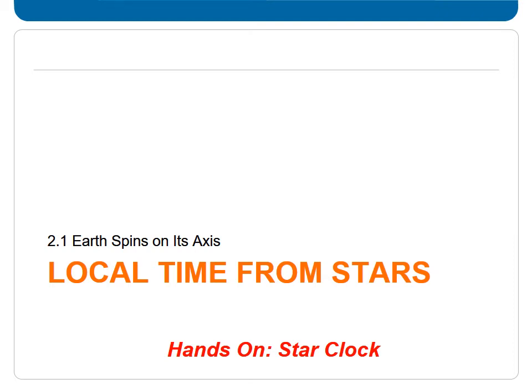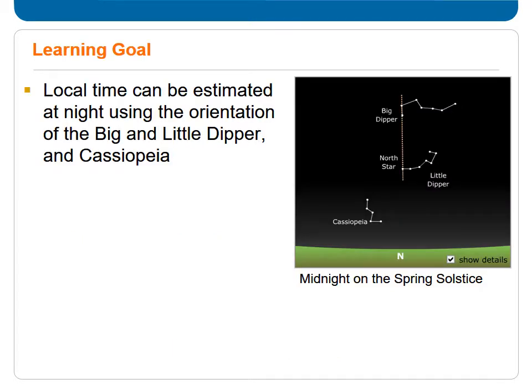This lecture reinforces material found in section 2.1, Earth spins on its axis. This is a hands-on activity that explains how to find the local time by looking at the stars. As we've seen, the daily apparent motion of stars is counterclockwise around Polaris when looking due north, and when looking due south, the stars rise in the east, rotate clockwise, and set in the west. This is, of course, a northern hemisphere observer.